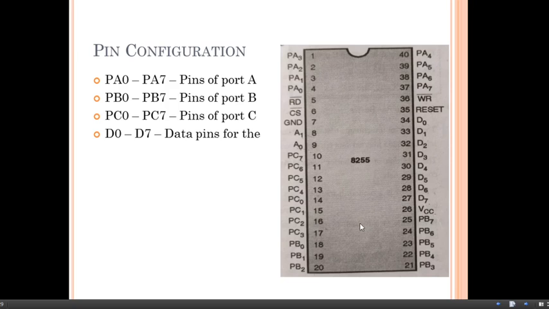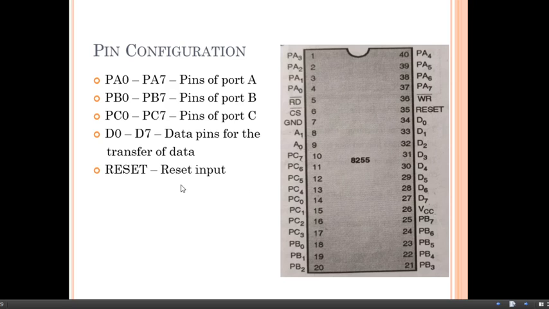These are 8-bit bidirectional data bus lines which are connected to system data bus for data transfer between CPU and 8255. Means between this 8255 and 8086, if we want to transfer the data, then these pins, pin number 34 to pin number 27, are connected with the data bus of 8086.